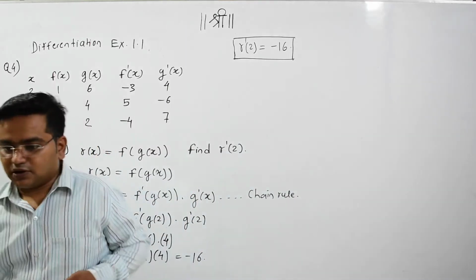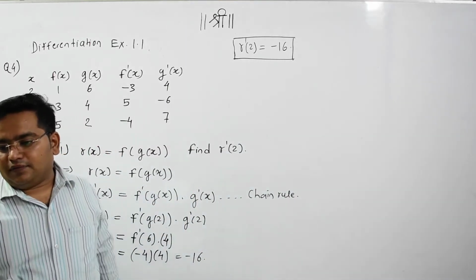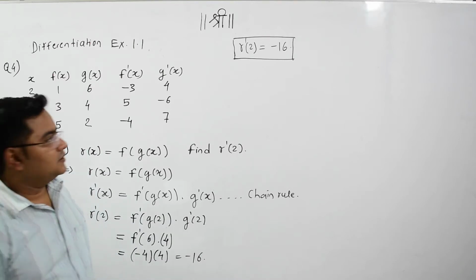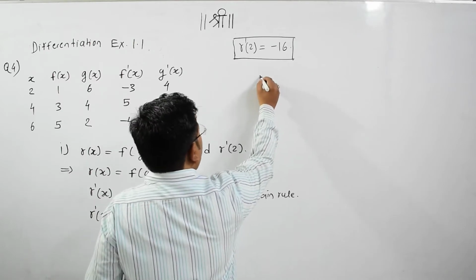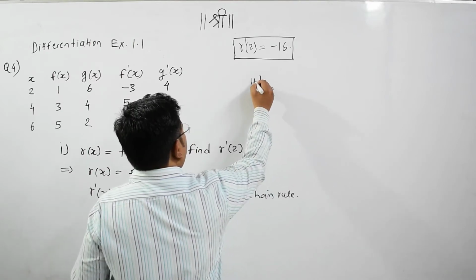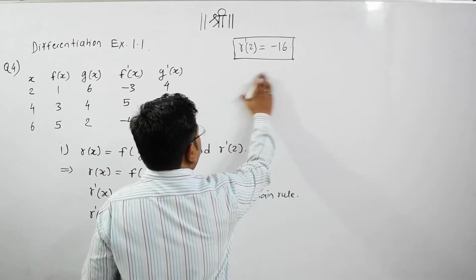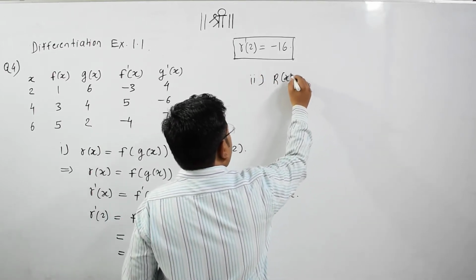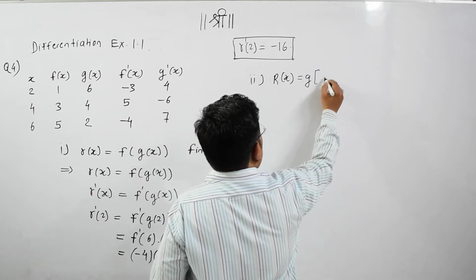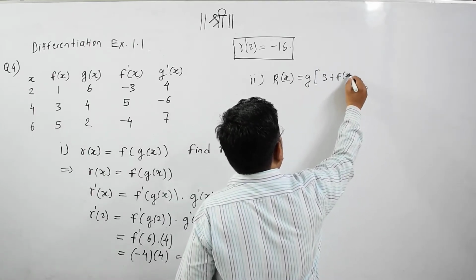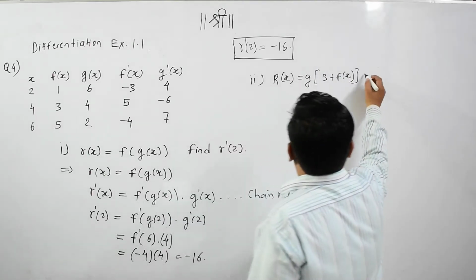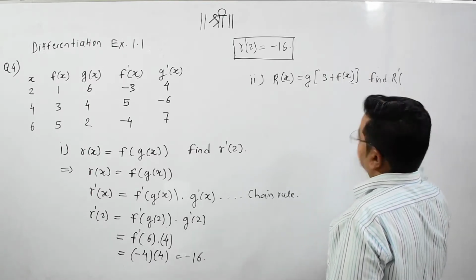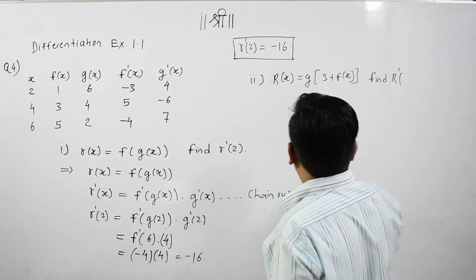Now the next question: r of x is equal to g of 3 plus f of x. Our next question is question number 2 out of question number 4, r of x is equal to g of 3 plus f of x. Then what we need to find out, they have told us to find r dash of 4.